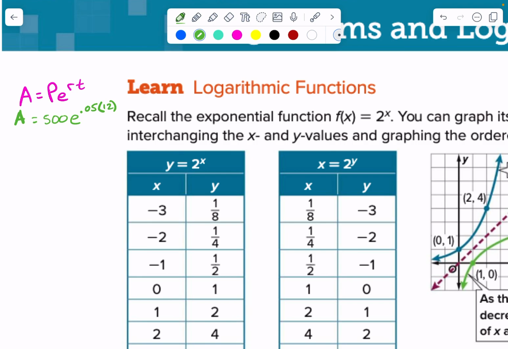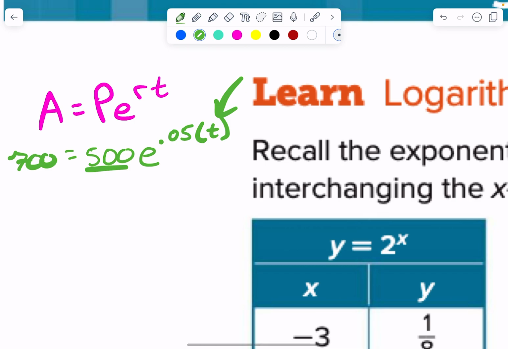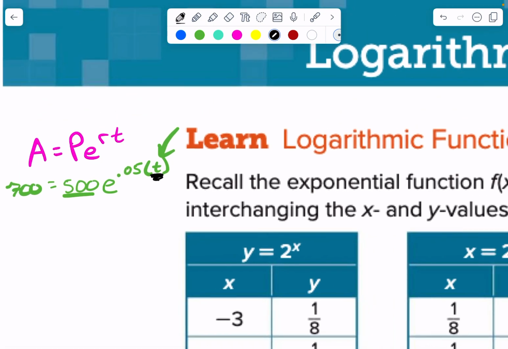But now we're going to get to the point where, instead of me saying how long I'm going to leave it in a bank account, I want to know how long it will take for that $500 to become $700, right? And then we're solving for the t that's up in the exponent. The problem with doing that is, how do we get the t down out of the exponent, right? We can't just divide all of this off and make it go away. The t we have to solve for in a different way, and it is using logarithms. So we weren't able to do that before.